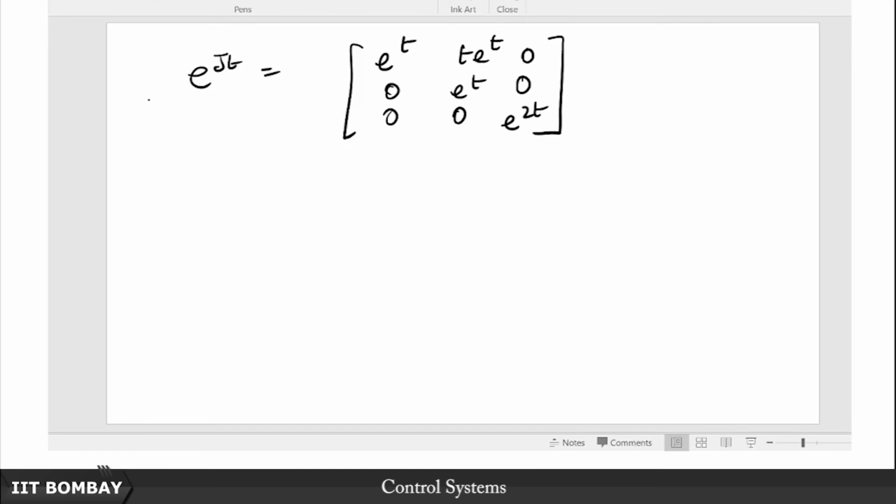So therefore, now I have that, given I had this original system which was x dot is equal to Ax plus Bu. So we had this x dot is equal to Ax plus Bu, y is equal to Cx, of course the D matrix is not relevant here. So then what were we trying to do?